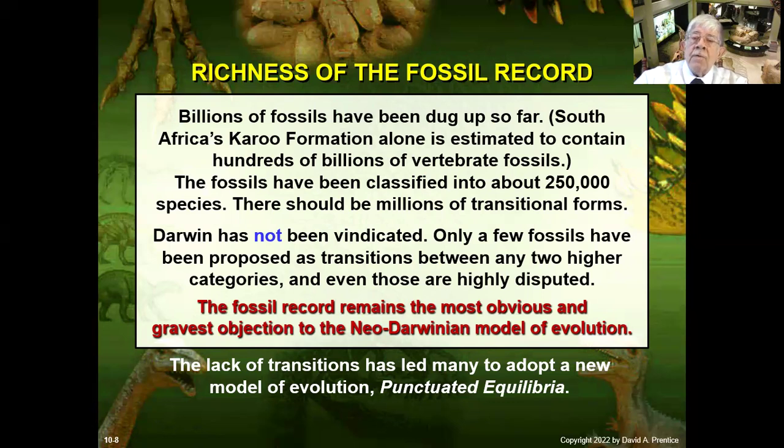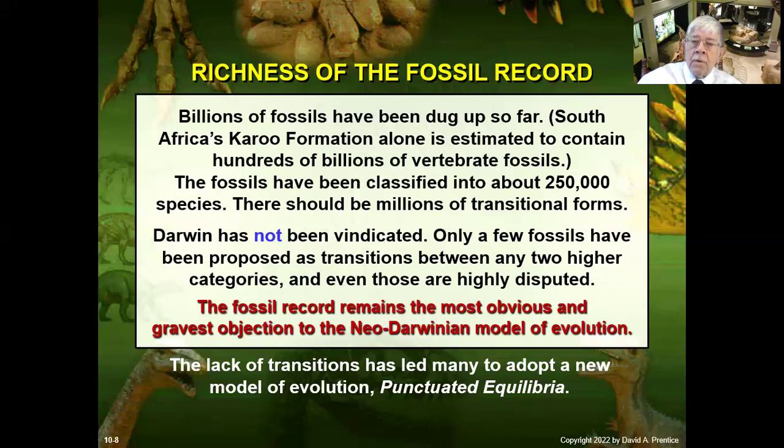So how many fossils would it take for you to be able to draw reasonable conclusions? Hundreds? No, not enough. Thousands? No, not enough. Tens of thousands? Maybe. Hundreds of thousands, getting there. Millions? Oh, yeah, okay. Hundreds of millions? Yes. How about billions? There have been fossils classified into about 250,000 species, so there should be millions of transitional forms. Darwin has not been vindicated. There are only a few fossils that have been proposed as transitions between any two higher categories. Even those are highly disputed.